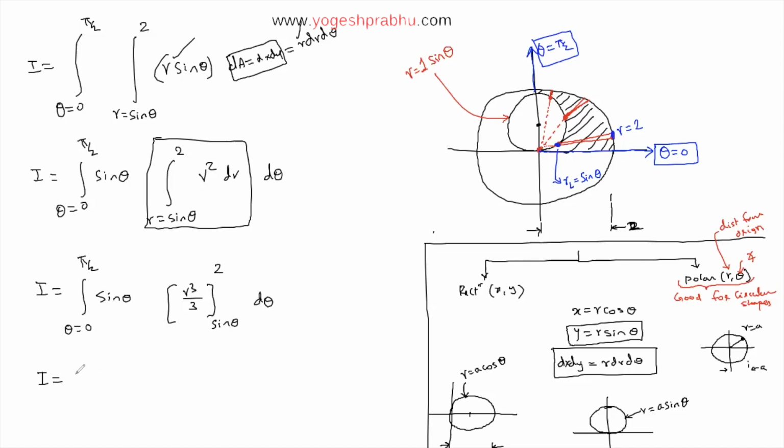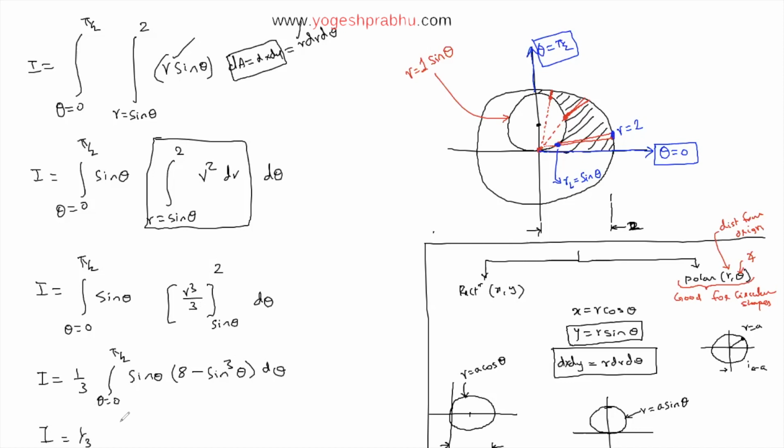Okay. This will be 1 over 3 outside. Theta will go from 0 to pi over 2. Then this sine theta remains as it is. Upper limit will become 8, lower limit will become sine cube theta, d theta. Is that correct? Yes. Now, what is the integration going to be?